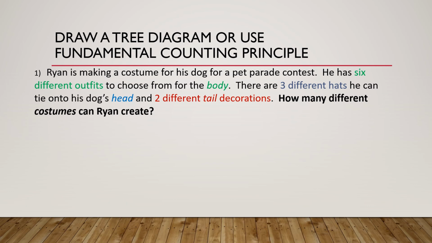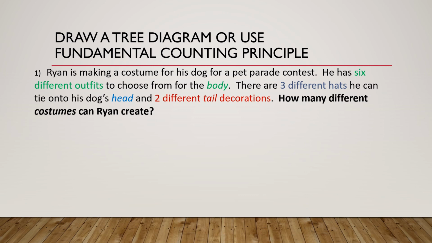For number 1, you're drawing a tree diagram or you're using the fundamental counting principle. Honestly, fundamental counting principle is a lot quicker, okay? And I'll show you why. So we have this all in a different color for you. So we have 6 different outfits to choose for the body. There are 3 different hats he can tie onto the dog's head and 2 different tail decorations.